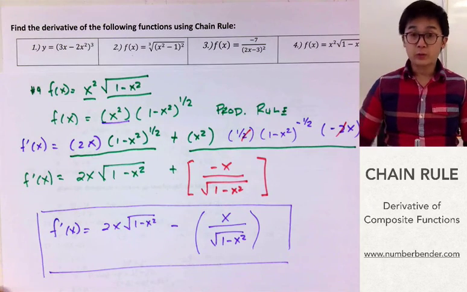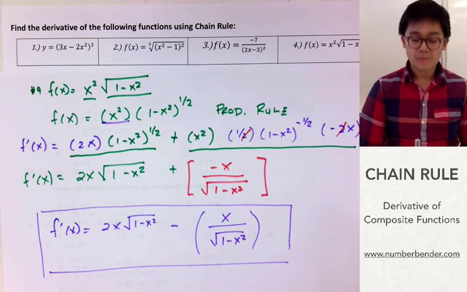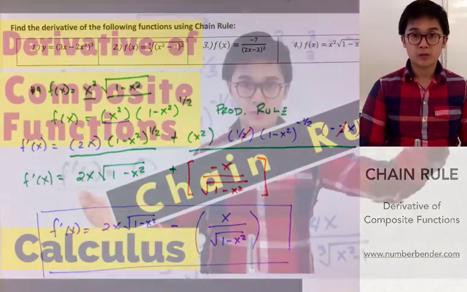So this is how we use the chain rule in finding the derivative of composite functions.